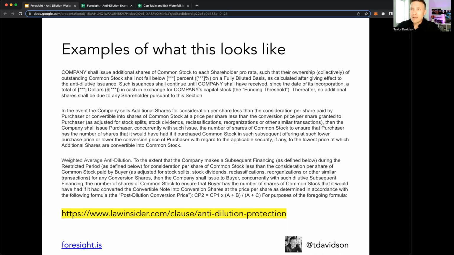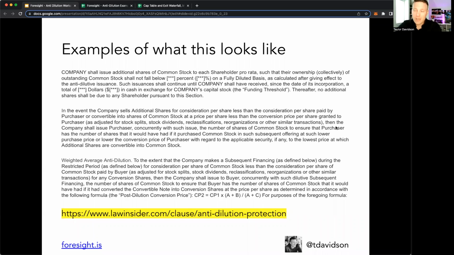Now, going back to these examples, there are a couple of different things that these clauses are doing. The first one is just an example of how to do ownership dilution. It basically says, hey, the company can issue more shares of common stock, but if you do that, you have to issue more shares to the shareholders. And the second one refers to the same thing. It says, hey, if you sell additional shares at a price per share less than the consideration paid, then the company has to issue more shares to the purchaser to adjust for that. And the last one is a bit different.